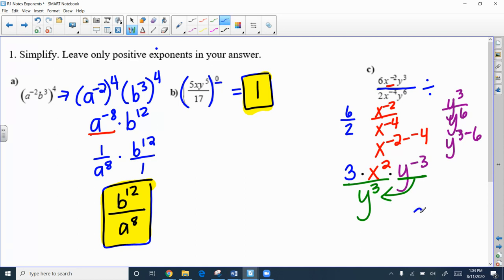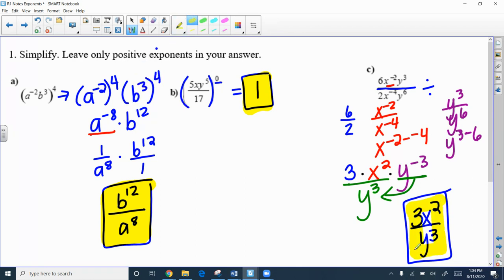So C, our final answer, is 3x squared over y cubed. And that's what our simplified answer looks like. And we know it's simplified because there's only one number term, one x term, and one y term, and there is no negative exponent.